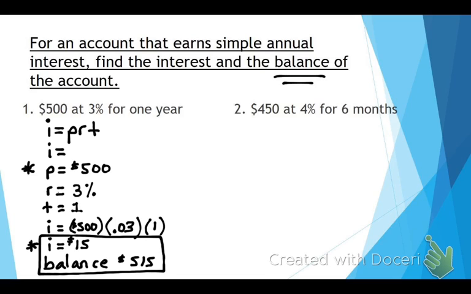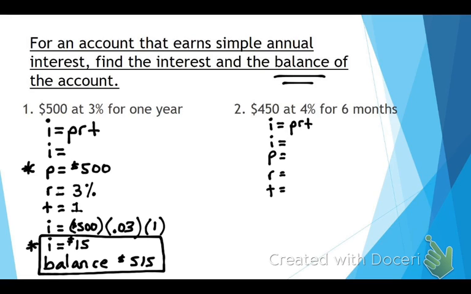Let's look at problem 2. Somebody deposits $450 at a 4% rate for 6 months. So let's start with our formula once again. What is my formula? I equals PRT. So now let's figure out I, P, R, and T.